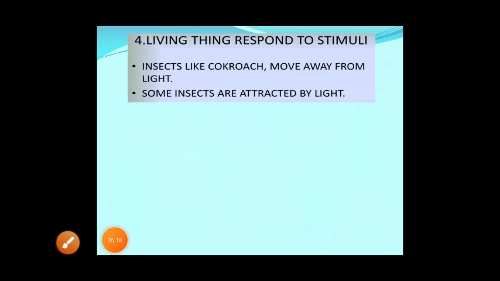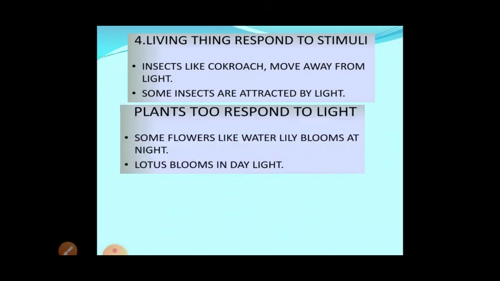our eyes also respond to the light. If we get a very bright light, we suddenly close our eyes. This is another way, and plants also respond to light. Correct? You might have observed the sunflower: in the morning at sunrise it will bloom and turn its face towards the sun the whole day. In the evening its face will be towards the western side.